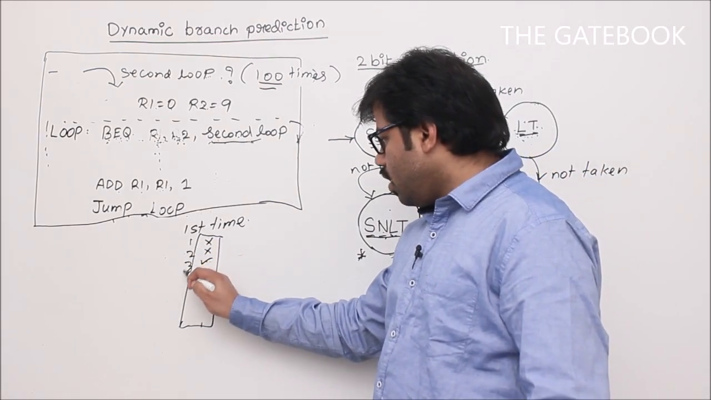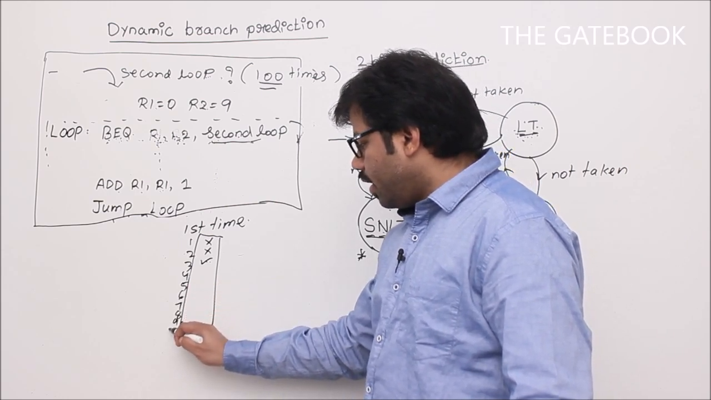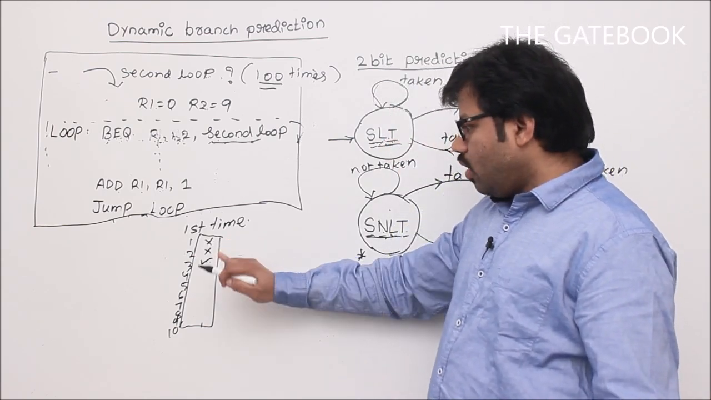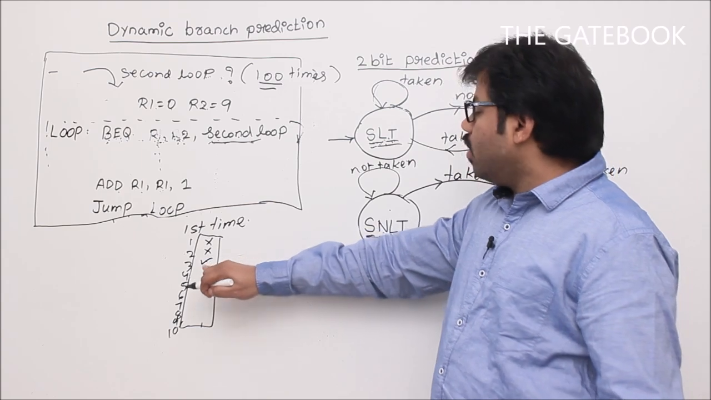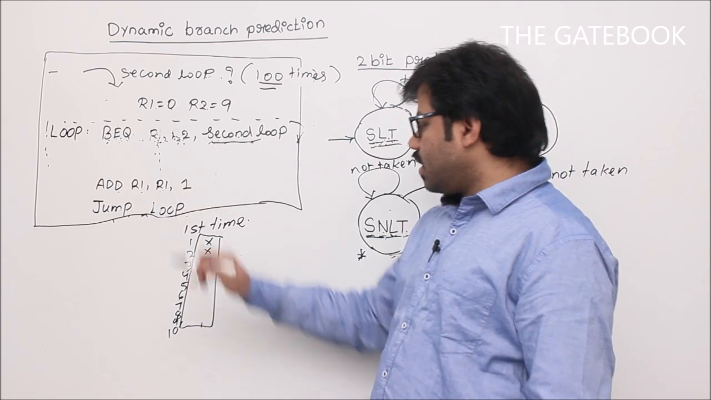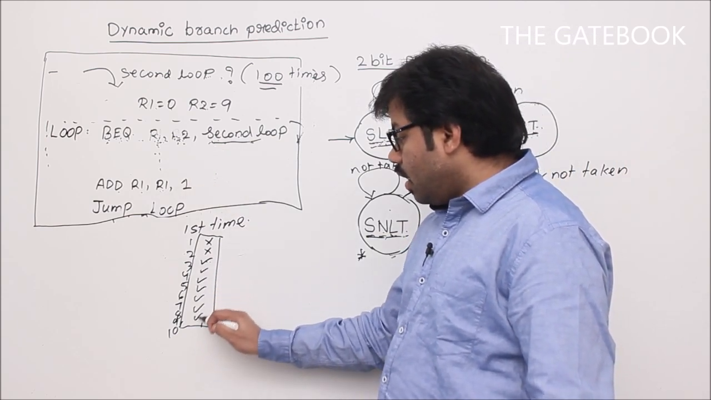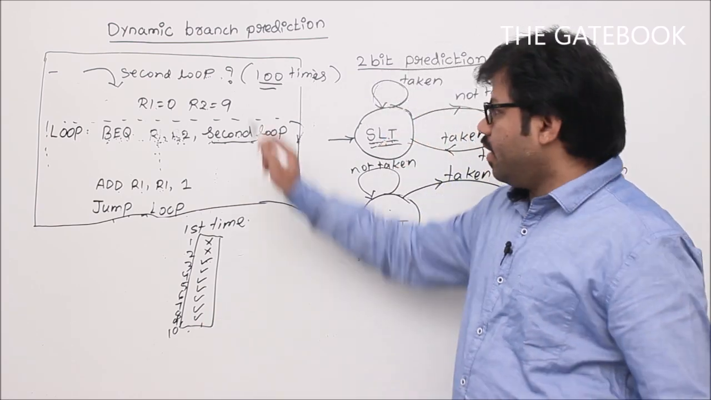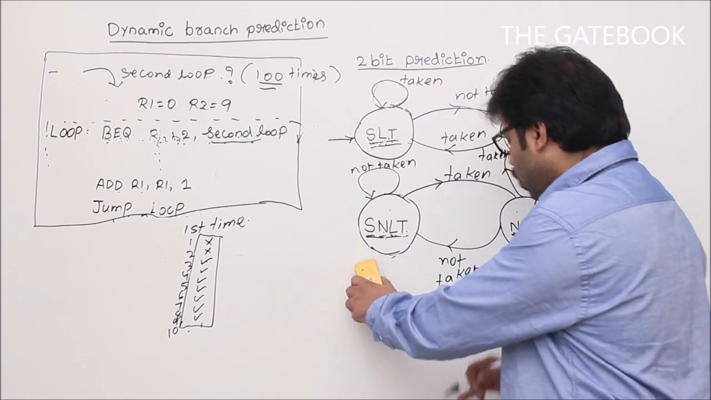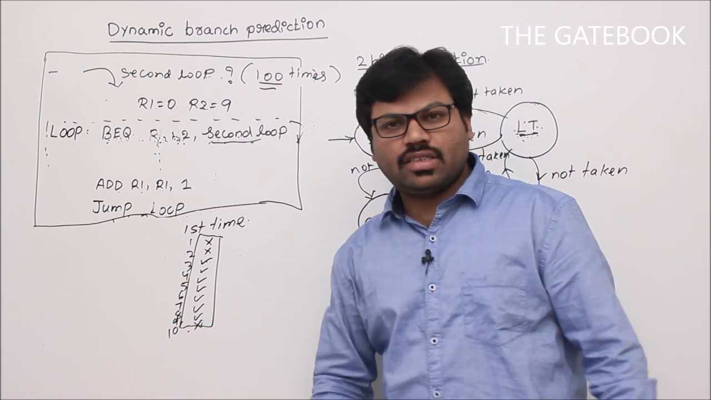1, 2, 3, 4, 5, 6, 7, 8, 9, 10. 10 times, right? In the 10 times, first time you predicted wrong, second time you predicted wrong, third time you are saying that branch is not likely to be taken, and it is correct. So your prediction is correct. In that way, every time it is correct. Last time the branch is actually taken, but you are still saying that it is not likely to be taken. Then you will come to this mode. That means you change your mind, but of course your opinion is wrong, right? Or your prediction is wrong.